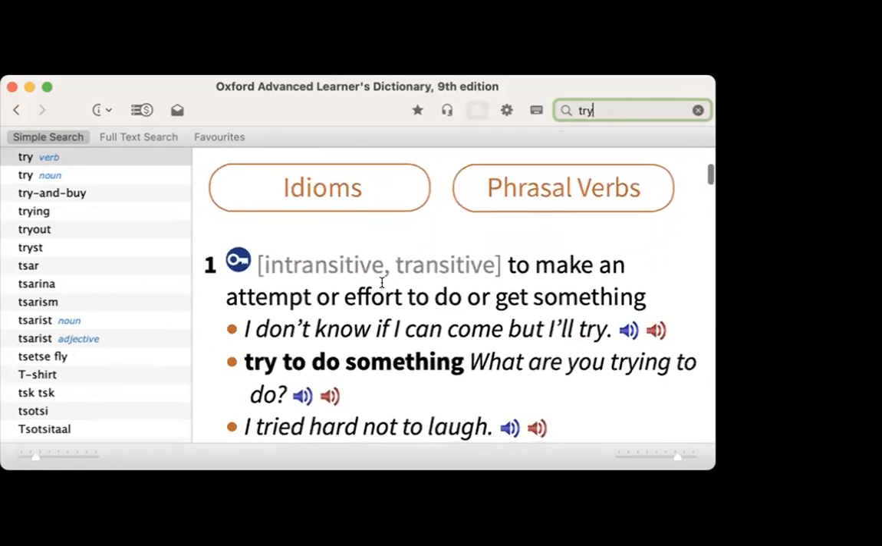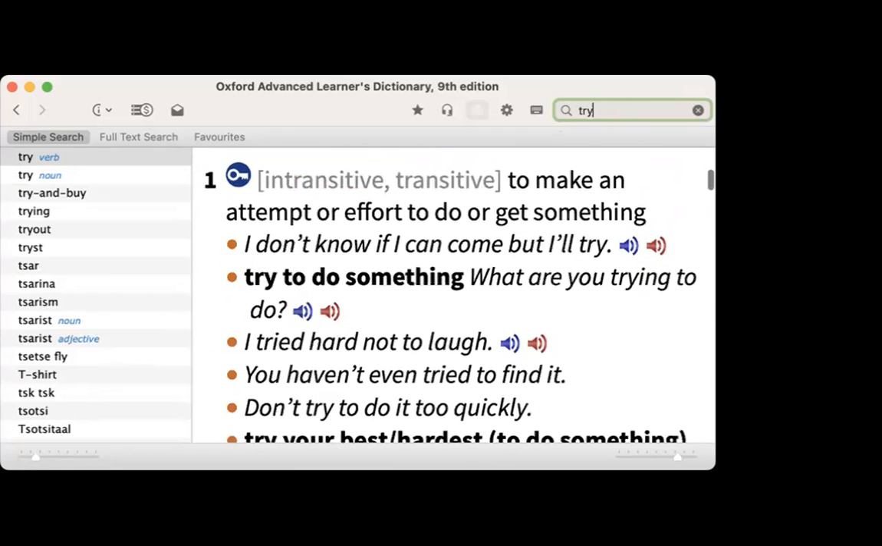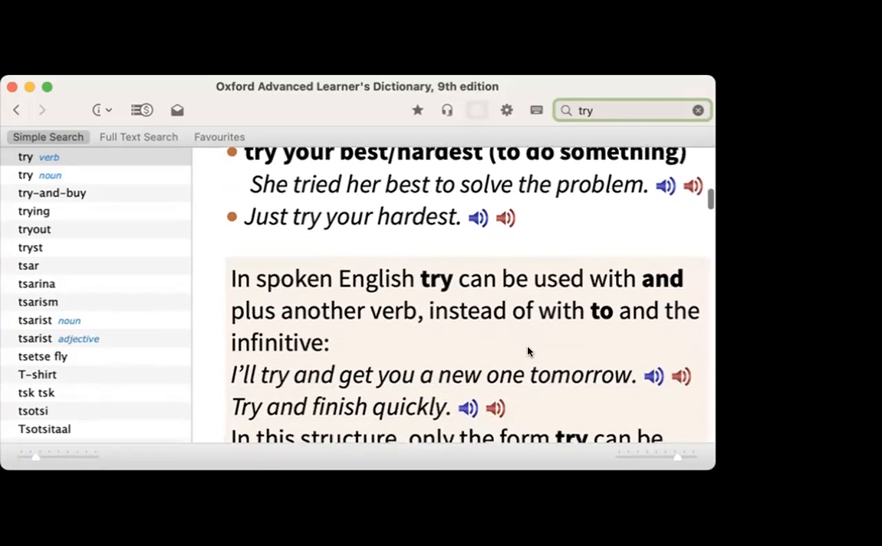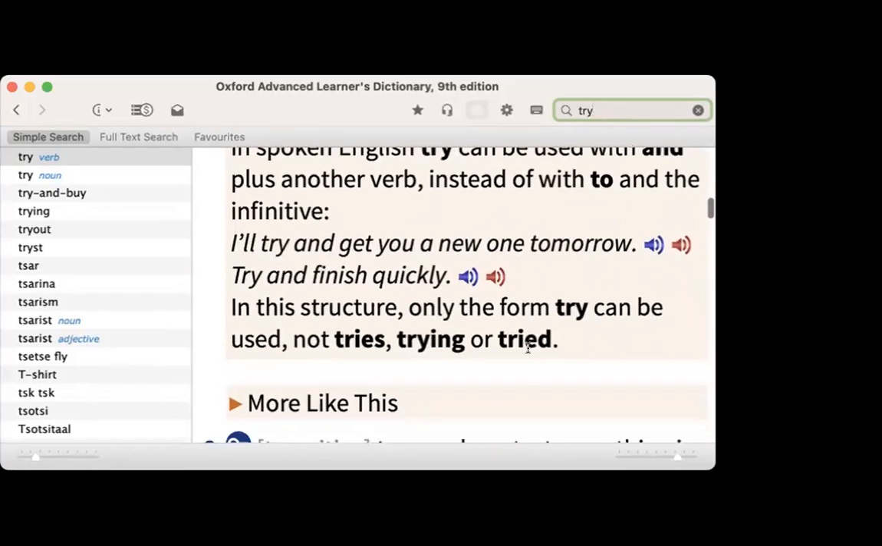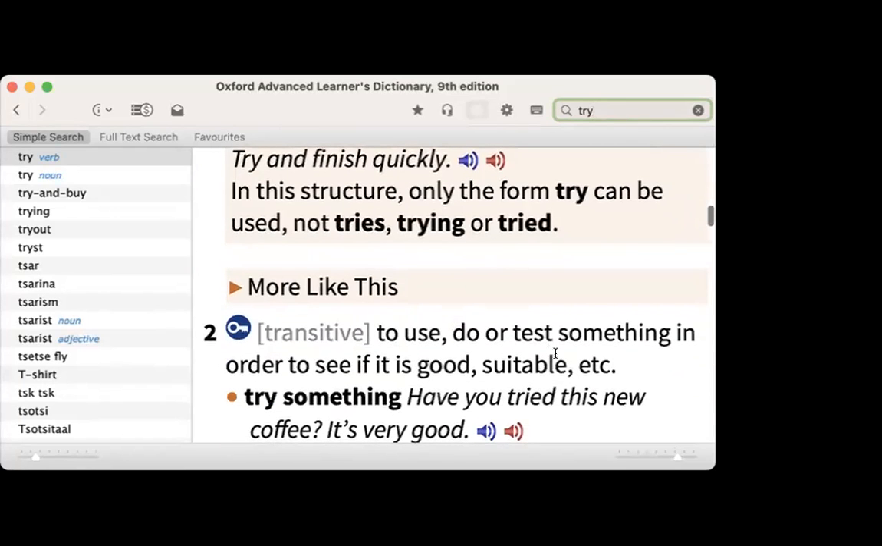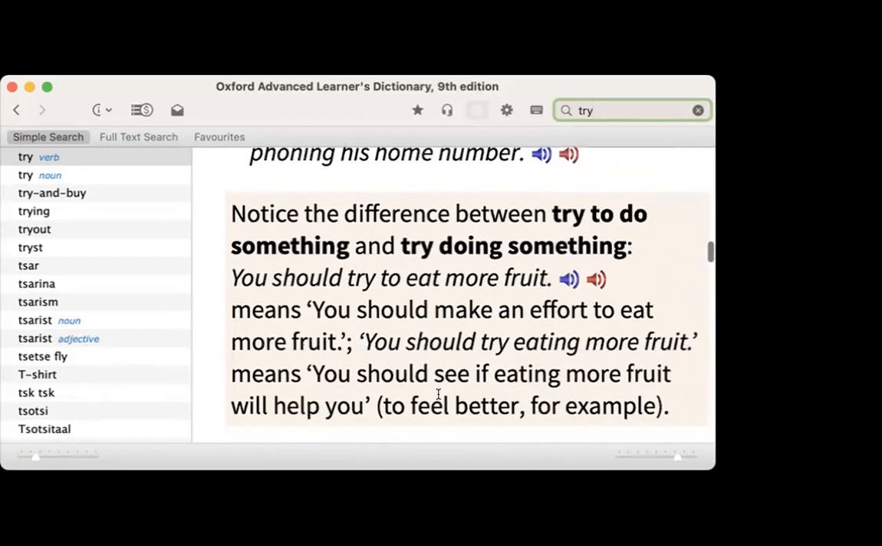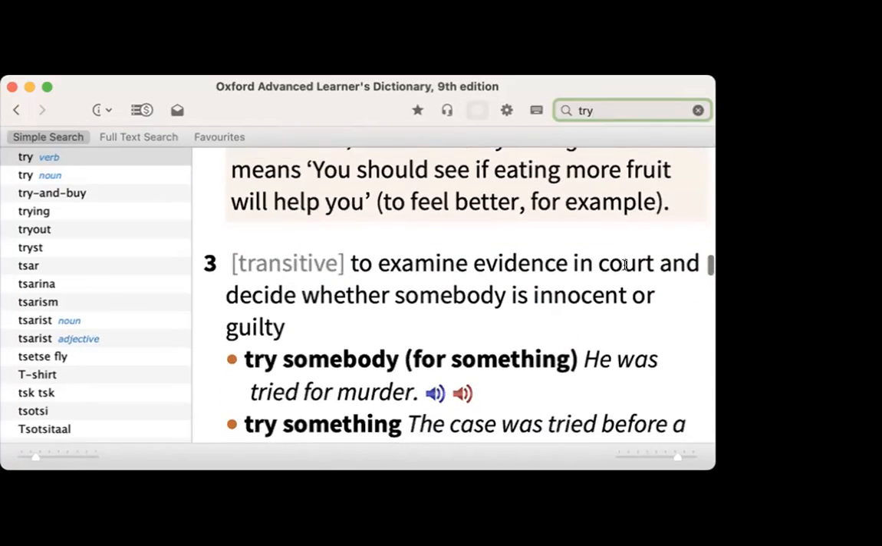Now look at the meanings of try. Trying to make an attempt. To make an attempt or effort to do or get something. एक तो ये try होता है ना, try to do it, try your best, try your hardest. एक तो ये meaning है. दूसरा इसका try का मतलब है to do or test something in order to see if it is good, to try something. Okay. तीसरा मतलब है to examine evidence in court and decide whether somebody is innocent or guilty.